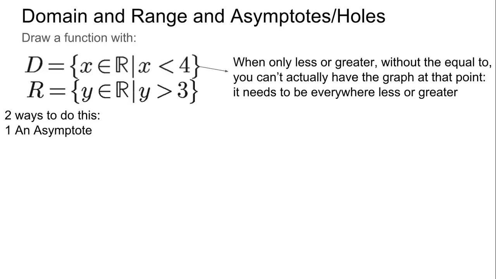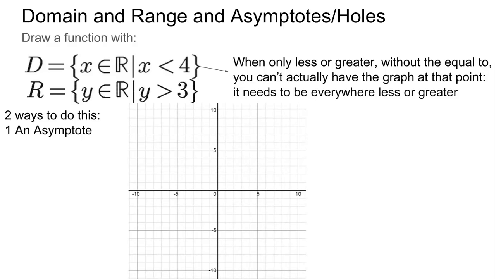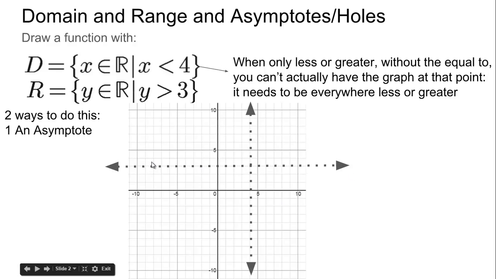So two ways to do this. The first one is an asymptote. And so if you take a graph and we draw asymptotes at y equals 3 and x equals 4, then we can have a starting point about what we can reach. So now we know we got to be above 3 and less than 4, and so we have to have a graph that looks something like this. And so we approach those asymptote values, and that would have that domain and that range.